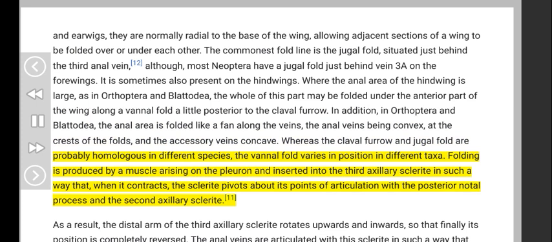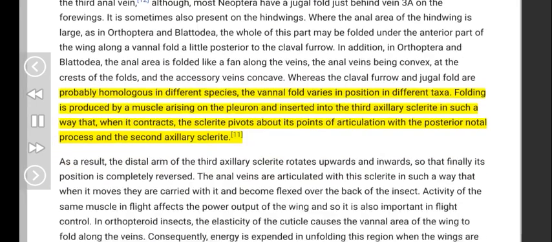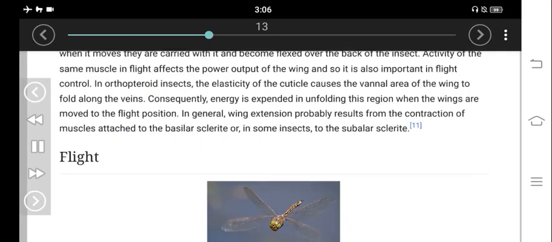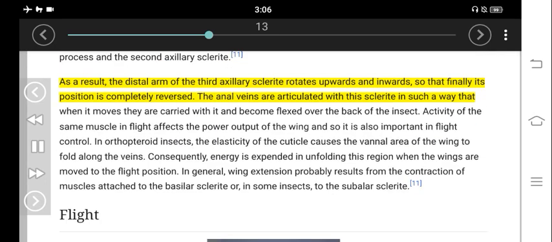Folding is produced by a muscle arising on the pleuron and inserted into the third axillary sclerite in such a way that, when it contracts, the sclerite pivots about its points of articulation with the posterior notal process and the second axillary sclerite. As a result, the distal arm of the third axillary sclerite rotates upwards and inwards, so that finally its position is completely reversed. The anal veins are articulated with this sclerite in such a way that when it moves they are carried with it and become flexed over the back of the insect.